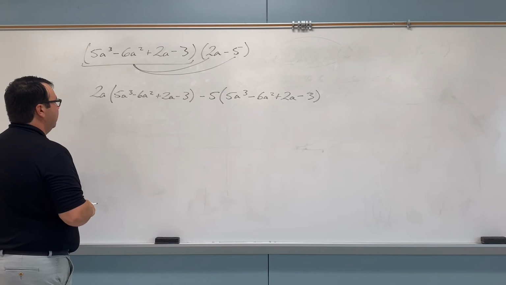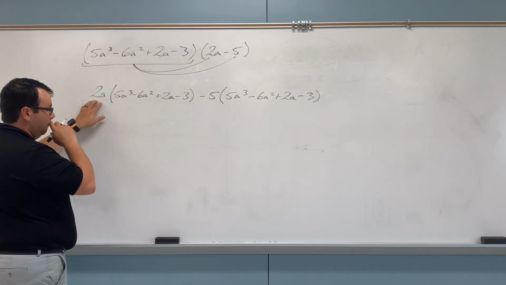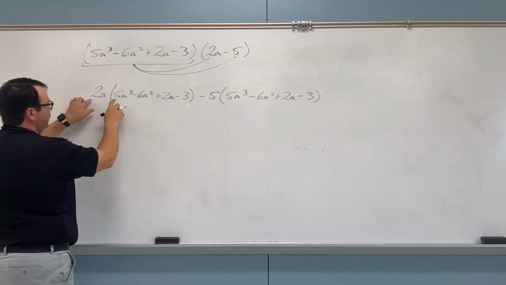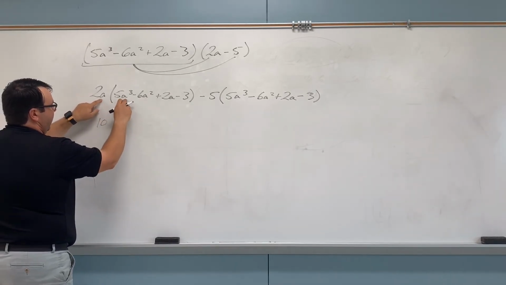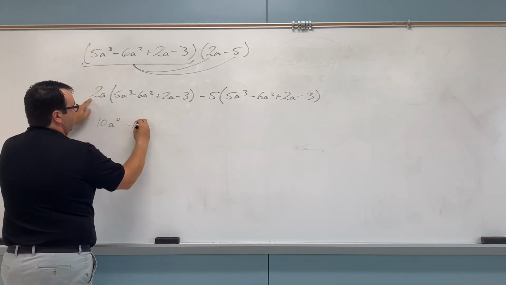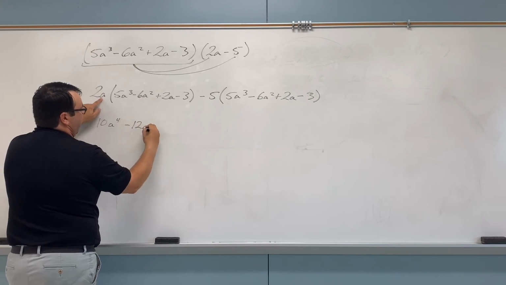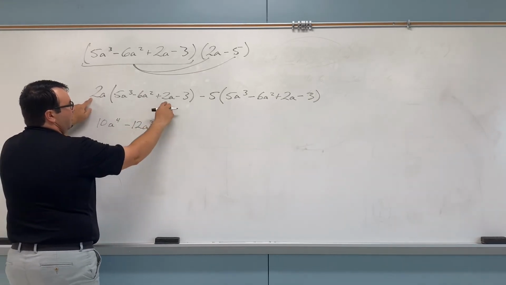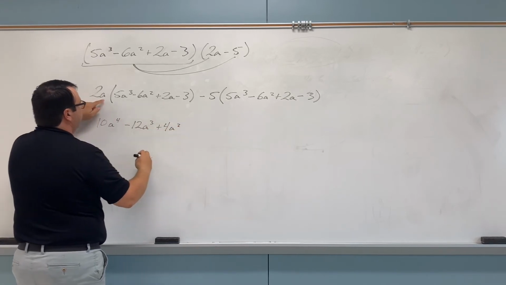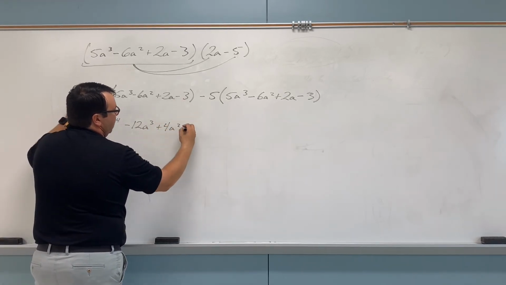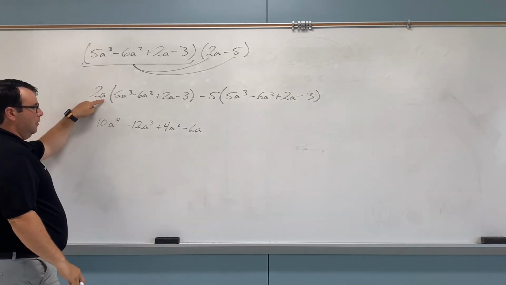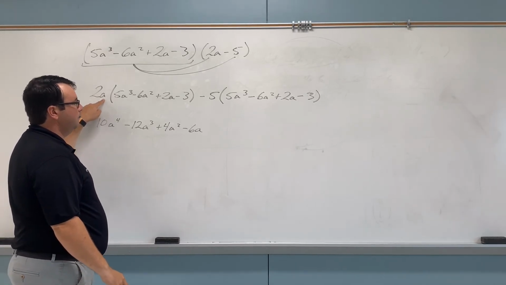Okay, here we are. We're going to go ahead and use some space up. So I'm going to distribute again 2a to each one of these terms. So 2 times 5 is 10. A times a cubed is a to the 4th. 2 times negative 6 is negative 12. A times a squared is a to the 3rd. 2 times 2 is 4. A times a is a squared. 2 times negative 3 is negative 6. There's no variable, so that's just a. So there's my first distribution.